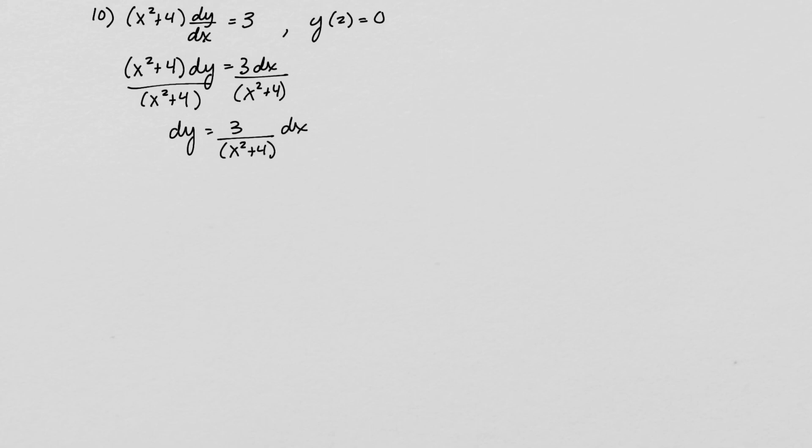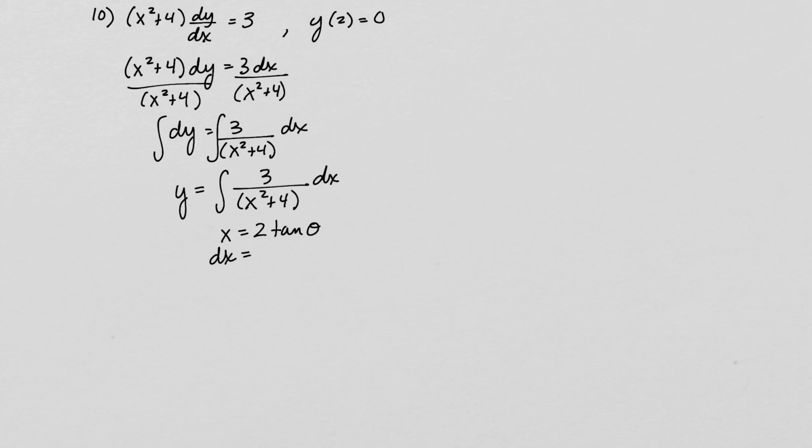And now if I integrate both of these sides, the integral of dy is just y, and then I have to figure out what this integral is: 3 times the integral of 1 over x squared plus 4 dx. And to do that, I'm going to do trig substitution. So we're going to let x be equal to 2 tangent theta. So dx is going to be equal to 2 secant squared theta d theta.